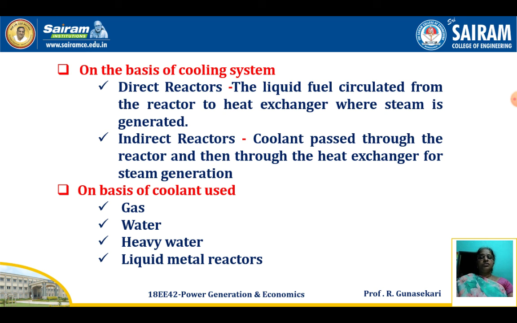So based on these parameters, what are the parameters? Coolant used, cooling system, type of fuel, state of fuel, the materials used as moderator, fuel and moderator arrangement, applications, power reactors in use, type of fuel used in the reactor, and fissile material, fertile material. Based on these parameters we can classify the nuclear reactor.